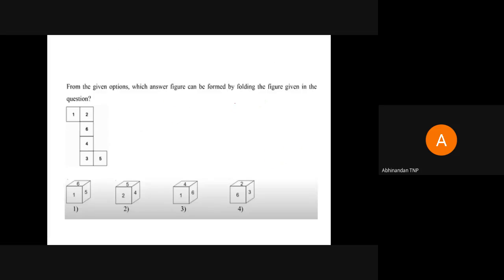Right? Now next. From the given options, which answer figure can be formed by folding the figure given in the question? Whenever such questions are asked, first of all, we have to find out the opposite faces. Here the numbers are already given to you: 1, 2, 3, 4, 5, 6. So what is the opposite of 1? The opposite of 1 is 5.